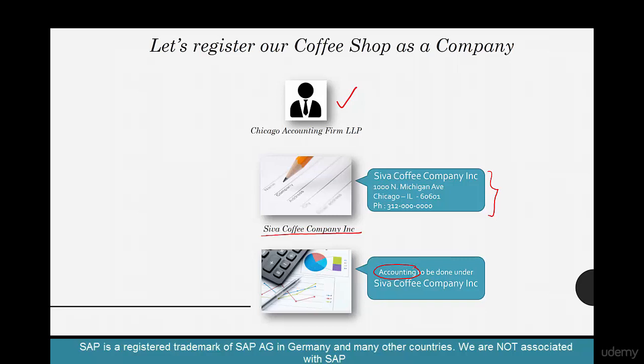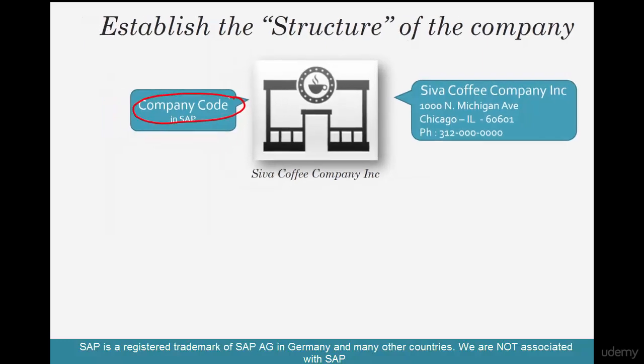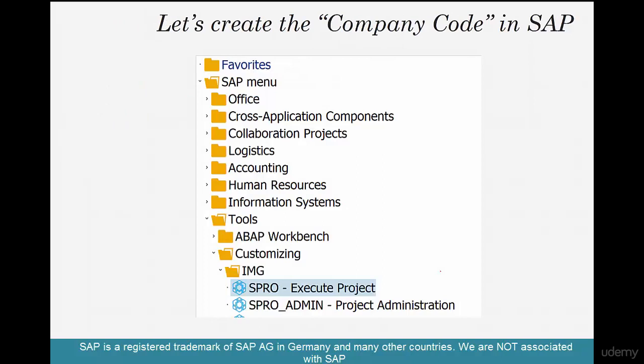The reason why we do that is so that the government can get its tax. What we're trying to do here is establish the structure of the company. So outside of SAP, in general parlance, this is called a company, or it's also called an entity. Sometimes it's called a legal entity. In SAP, it's called the company code. So a company code in SAP is what legal entity is outside of SAP. So the company code in SAP is the equivalent of a legal entity in the real world.